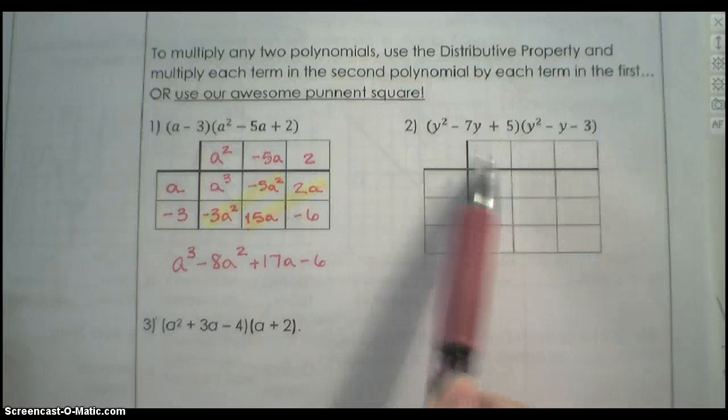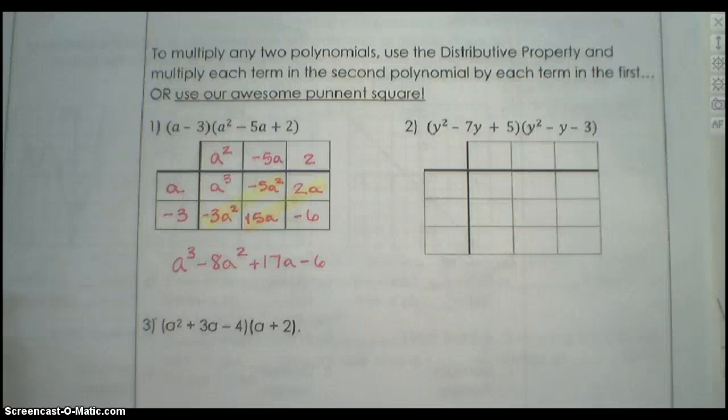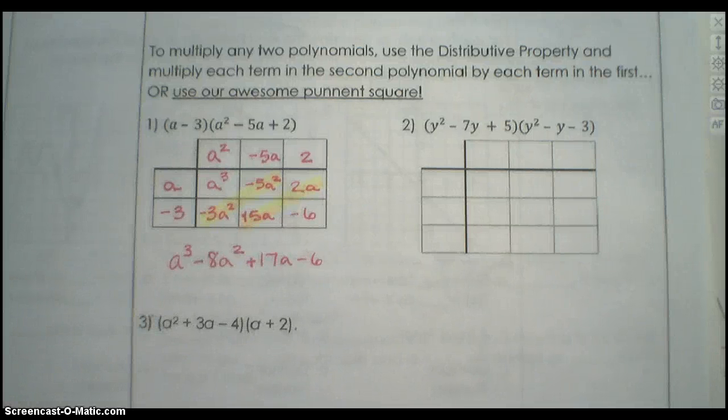Remember to fill in. It doesn't matter which 3 you put here or which 3 you put here, because you're going to multiply everything eventually. So go ahead and try that one, and then check your answer when you're ready.